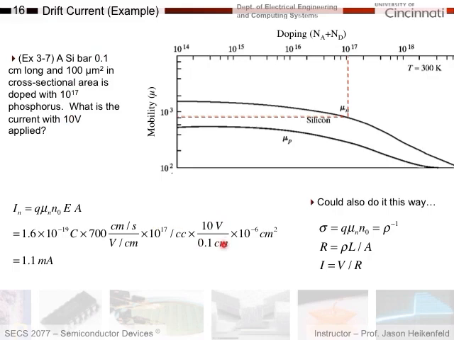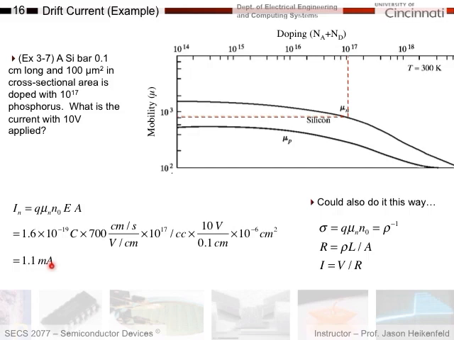Again, units of centimeters, so put the length in centimeters. And lastly, because I want current, not current density, I need to multiply by the area. 100 micrometers squared, cross-sectional area is 10 to the minus 6 centimeters squared. I finish the calculation and I get 1.1 milliamps.